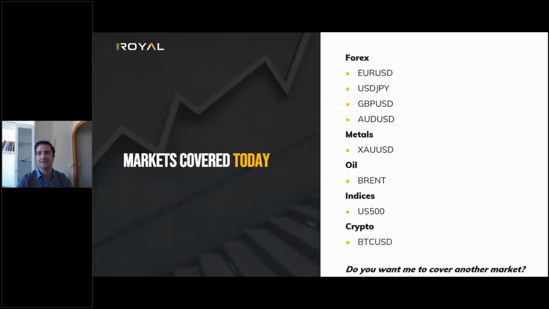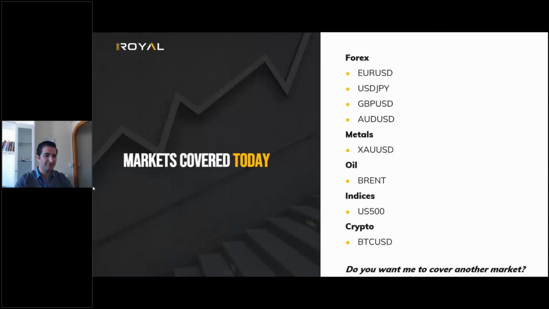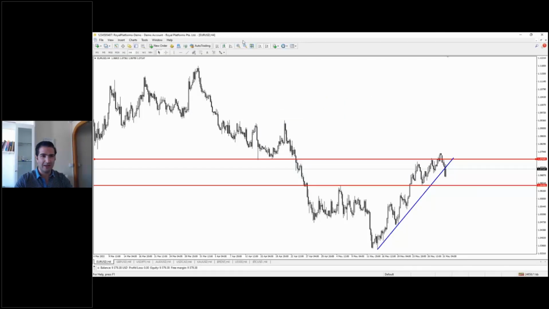So these are the assets that we will cover today. In forex, we have EURUSD, USDJPY, the pound, and the Aussie. In metals, we will cover gold, and then we will talk about UK Brent oil. We will analyze it quickly as well. In indices, we'll cover US500, and we will finish our market update with crypto and BTC. So let's go to MetaTrader 4 to start our analysis.